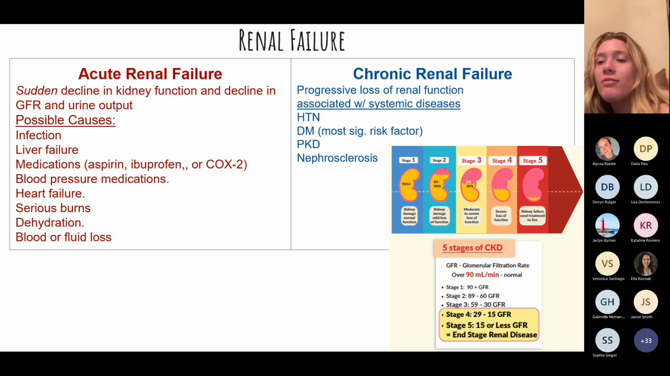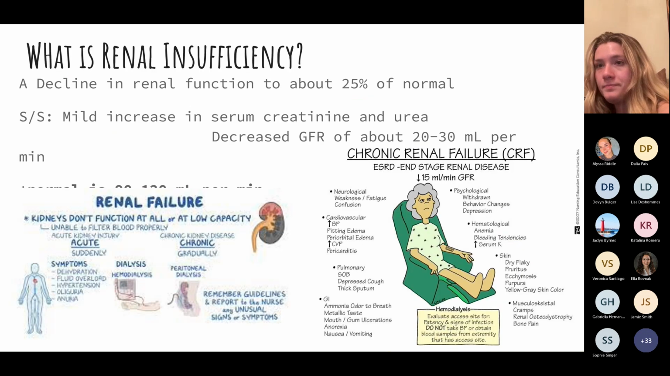Whereas our chronic renal failure, this is over time, my GFR gets lower and lower and lower. And unfortunately, with chronic renal failure, as my GFR decreases, it won't ever go back up to baseline function. Usually, our hypertension and diabetes are the number one cause of chronic renal failure.